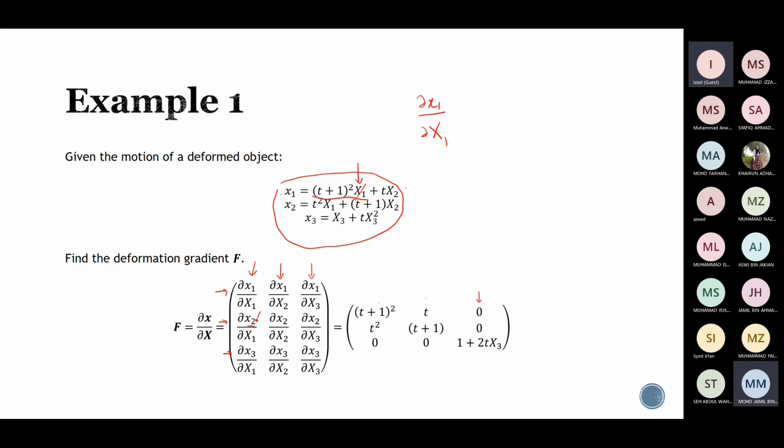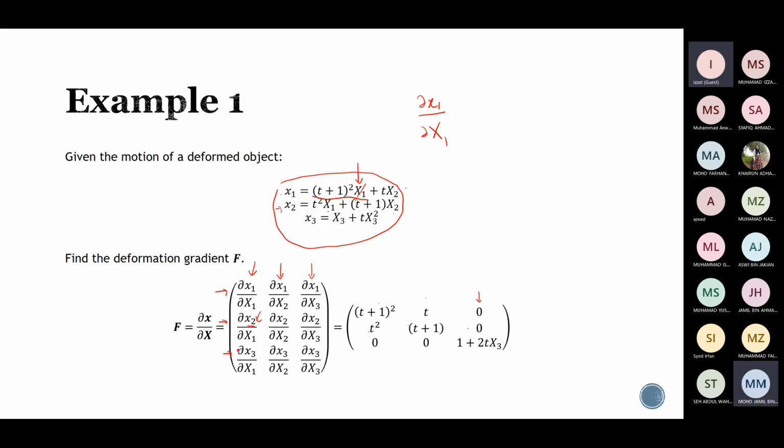Okay, so similarly for the second row, x2. So look at the x2. And then with respect to big X1, you get t squared. And then second one with respect to x2, you get t plus 1. And then the last one is with respect to x3. There is no x3, so you get 0.